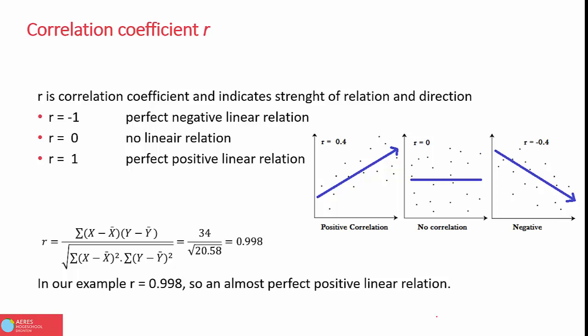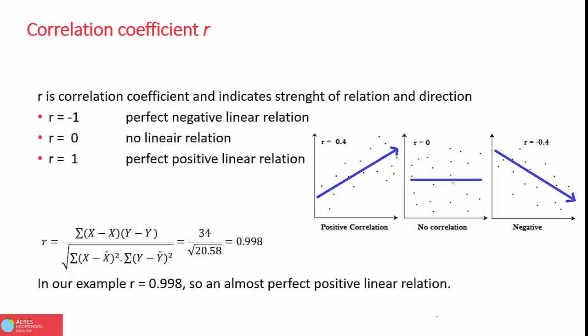I want to get to something we call a measure of goodness of fit, and it's called the R squared. But before we can get to the R squared, I have to tell you about the R, which is our correlation coefficient. It indicates how good our relation is between two variables, and it also shows us the direction of that relation. So R can be any value between minus 1 and plus 1.